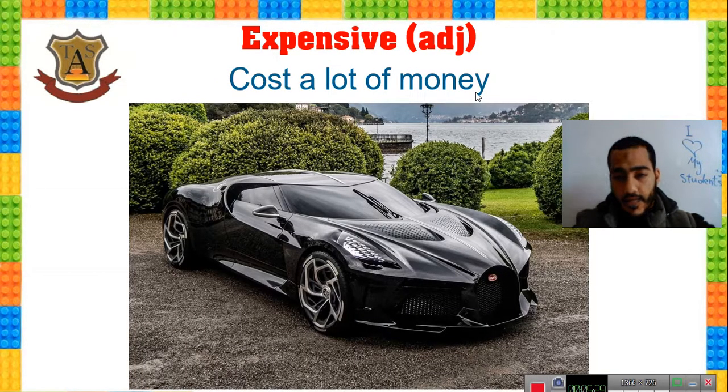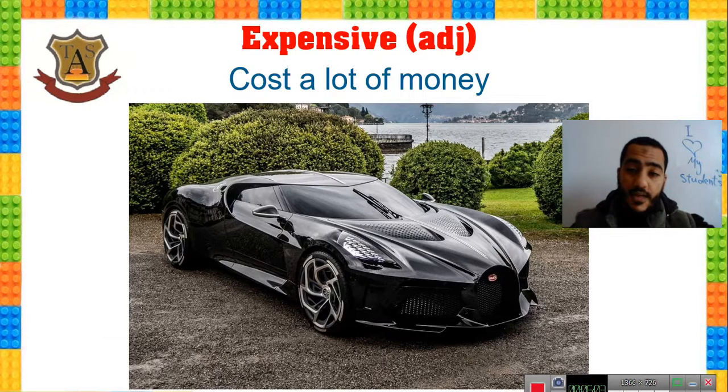Expensive, it's an adjective too. Expensive. Repeat after me. Expensive. Adjective means costing a lot of money. If something is expensive, it makes you pay a lot of money to buy it. So we have an expensive car here, a very expensive car.